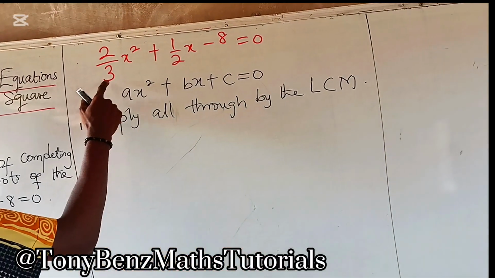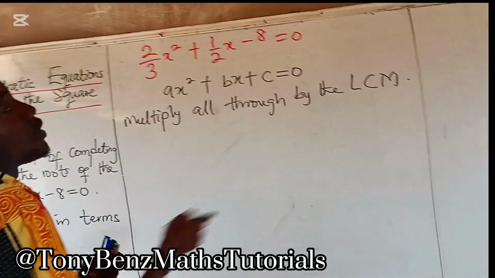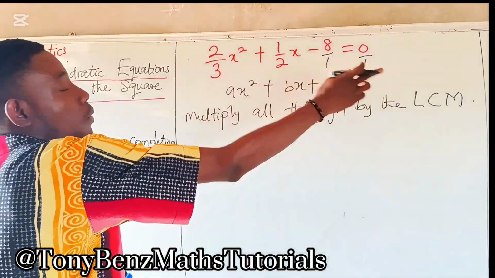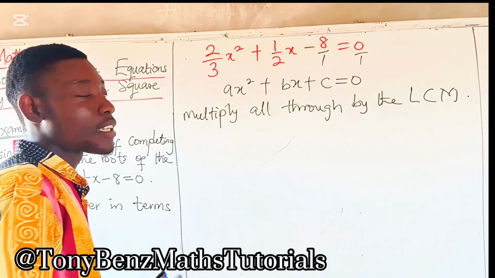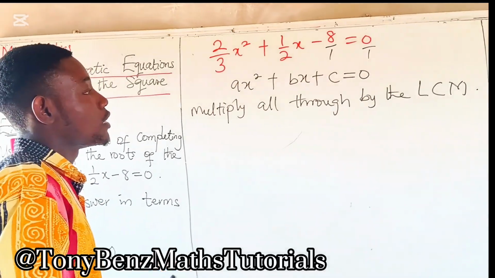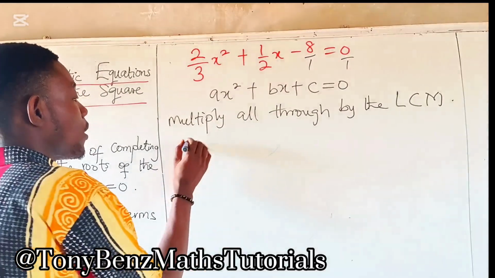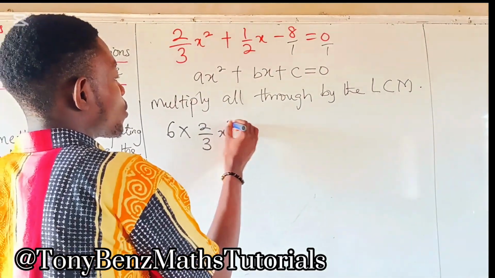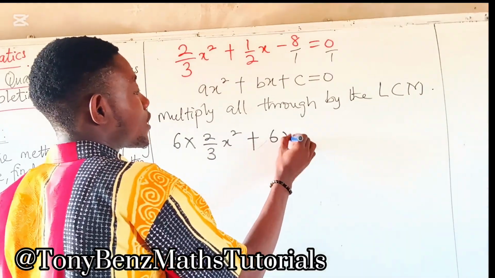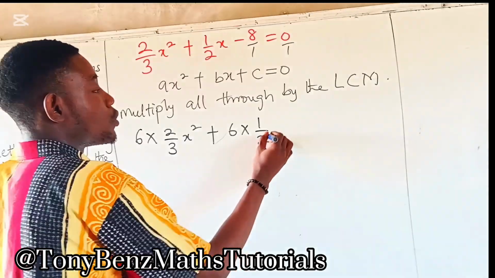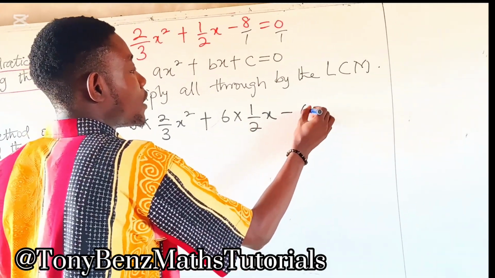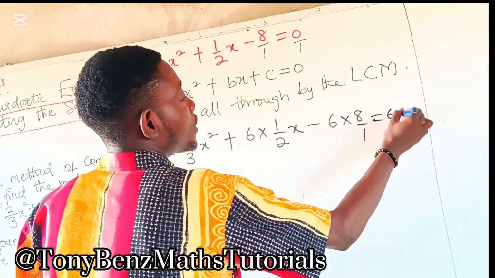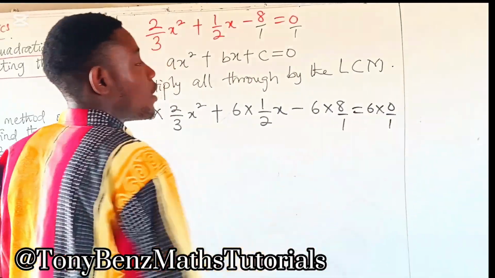What is the LCM of 3 and 2? Let's make this one also a fraction. What is the LCM of 3, 2, and 1? We have 6. So let's multiply all through by the LCM, which is 6. We have 6 times 2 over 3 x squared plus 6 times 1 over 2 x minus 6 times 8 over 1 equals 6 times 0 over 1.